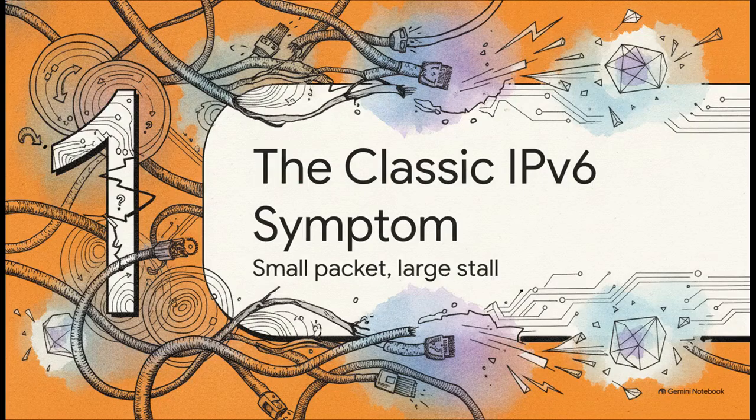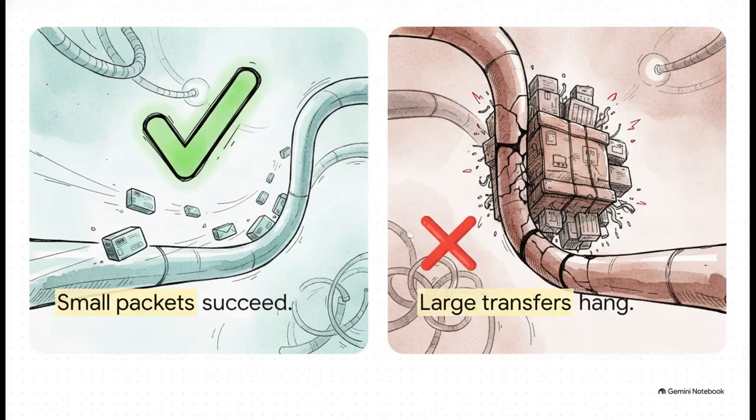All right, kicking things off with Section 1, the classic IPv6 symptom. Small packets succeed, large transfers hang. Picture this. You're sitting at your terminal, right? You fire off a standard ping over your IPv6 network. Boom, it succeeds effortlessly. You've got millisecond response times, zero packet loss, and you're thinking, great, network's up, we're good to go.